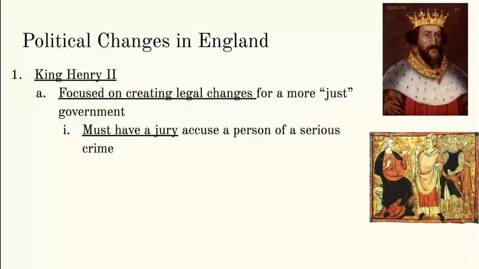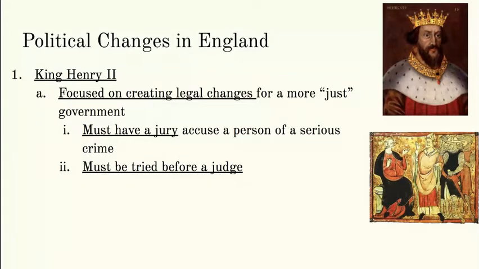He says, okay, we can't just have Martha from down the street say, I saw you steal a chicken, and then that's all we need. He's like, we actually have to have a trial. We have to have a jury, a group of people, hear the evidence, and then they can accuse the person of a serious crime. And not only that, but if you're going to be accused of a crime, you have to be tried before a judge.